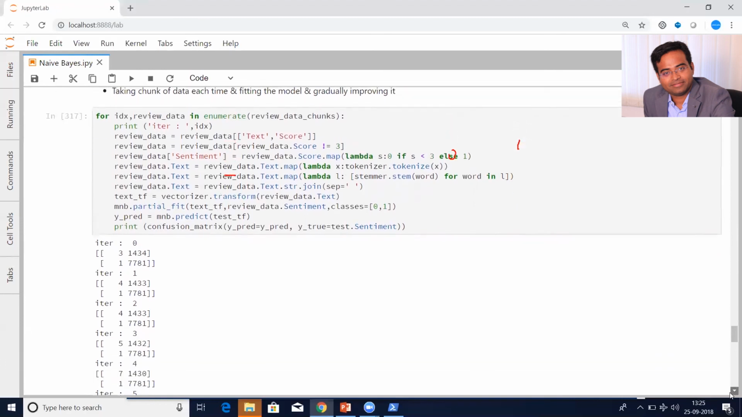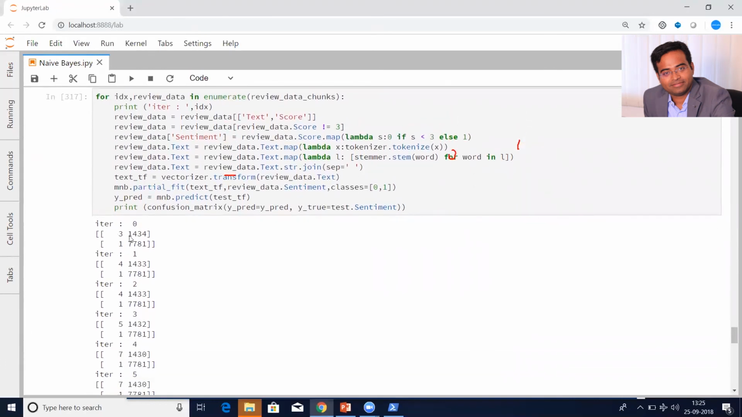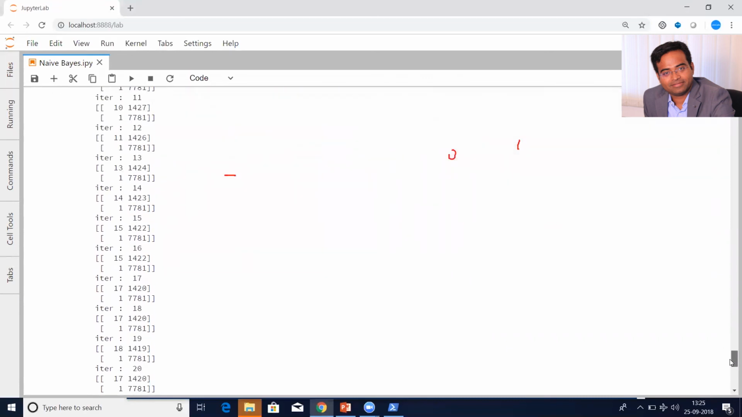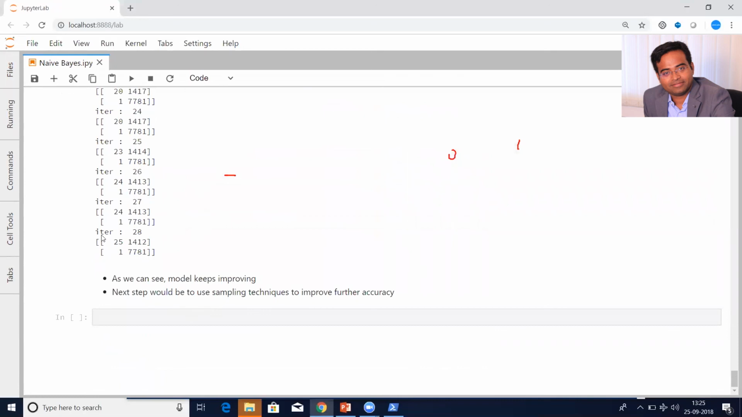So without doing a lot of stuff, we can see here, the first time, this was the misclassification number. I'm printing the confusion matrix here. This is the misclassification, and next time it improves. So with just 20 iterations, I could see a good change in the number of misclassifications. You can further continue training the model using this data, or you can use sampling techniques to generate more data and train the model further, and you can see a better result coming out of this.